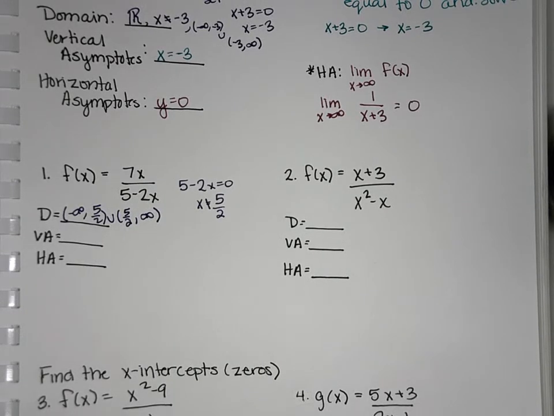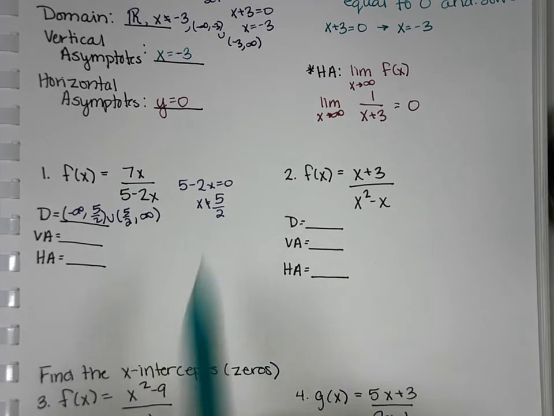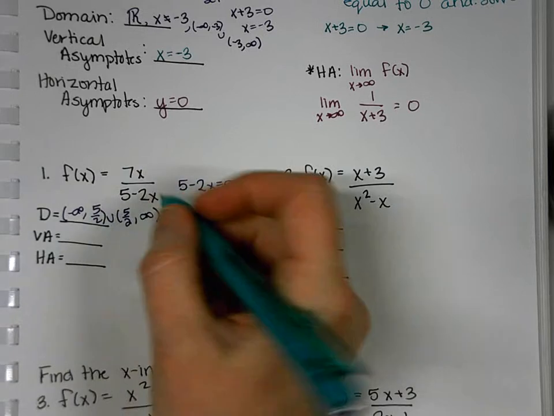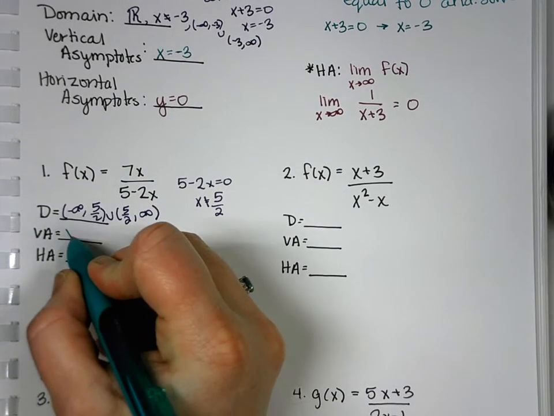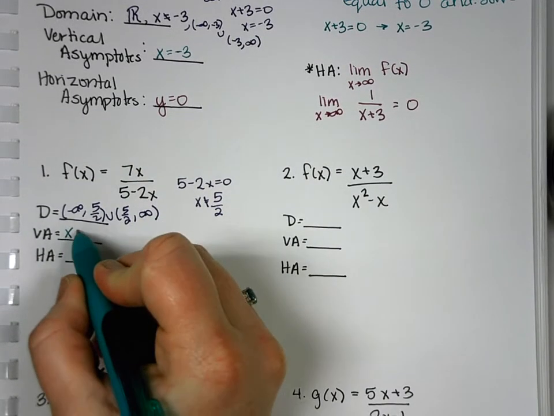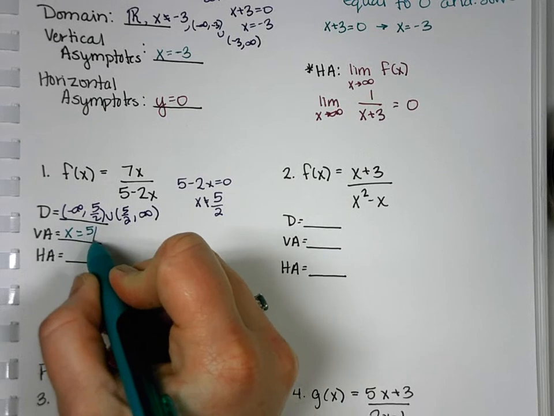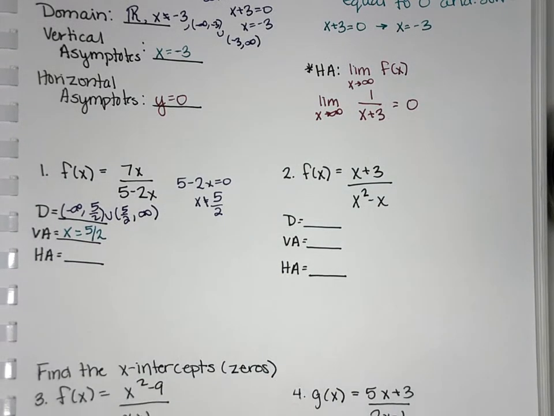Now, when it comes to simplifying, I can't simplify or factor and simplify my rational expression, so that means my vertical asymptote is going to be at 5 halves. x equals 5 halves.